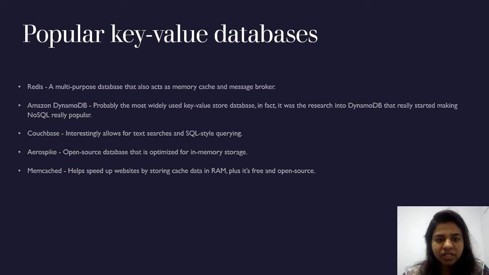Couchbase interestingly allows for text searches and SQL style querying. Aerospike, open source database, is optimized for in-memory storage. Memcache helps speed up websites by storing cache data in RAM, plus it's free and open source.